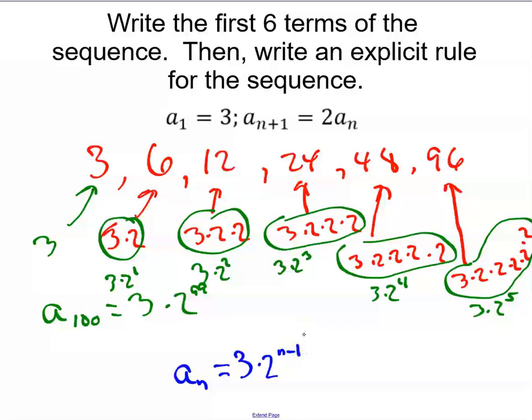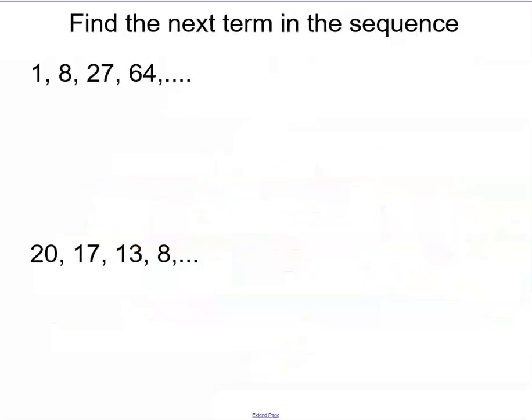And then we end up with our explicit rule. All right, next we're going to look at a couple sequences and see if we can come up with the pattern.